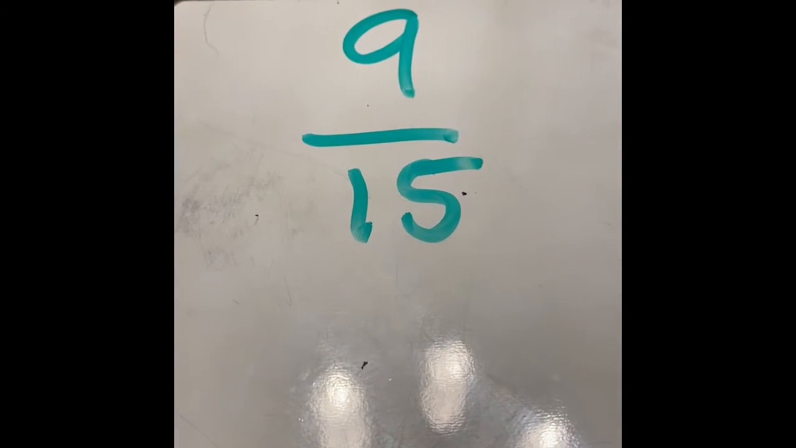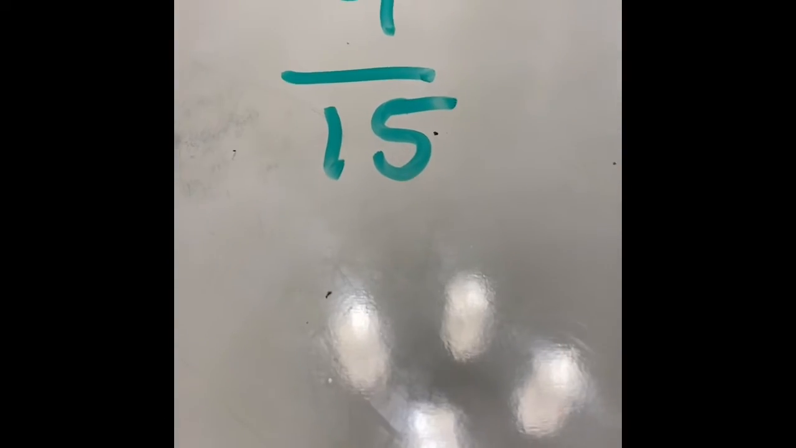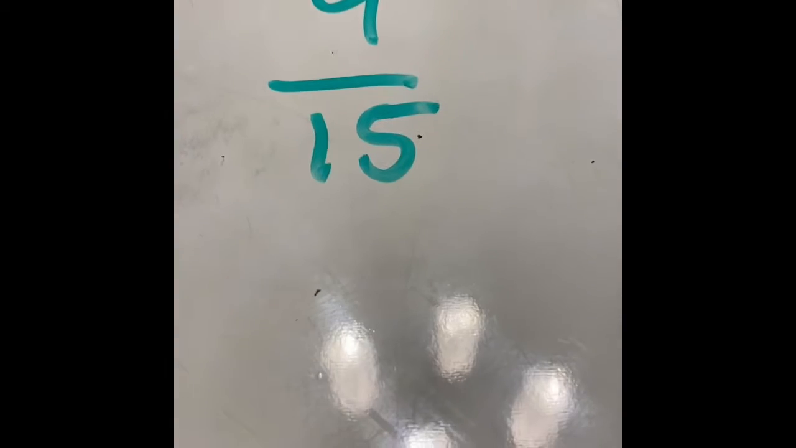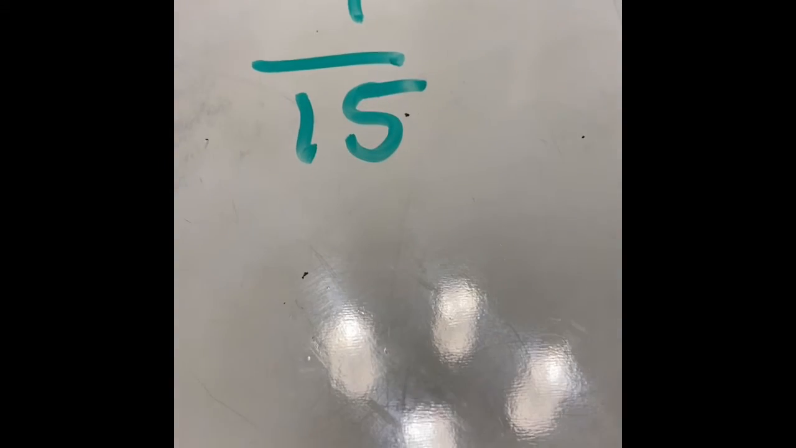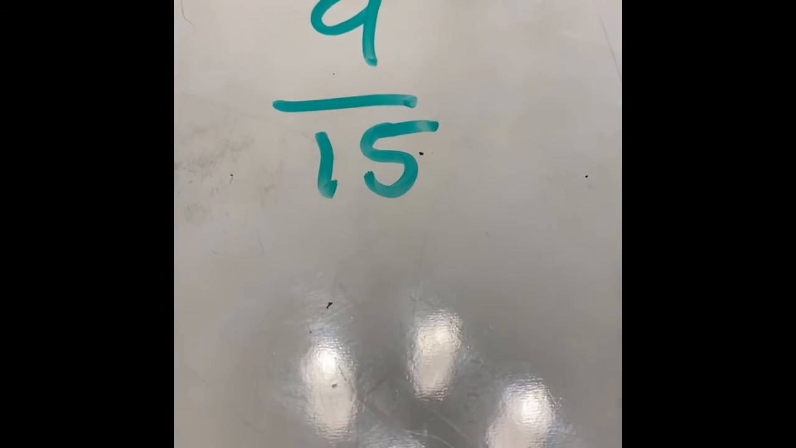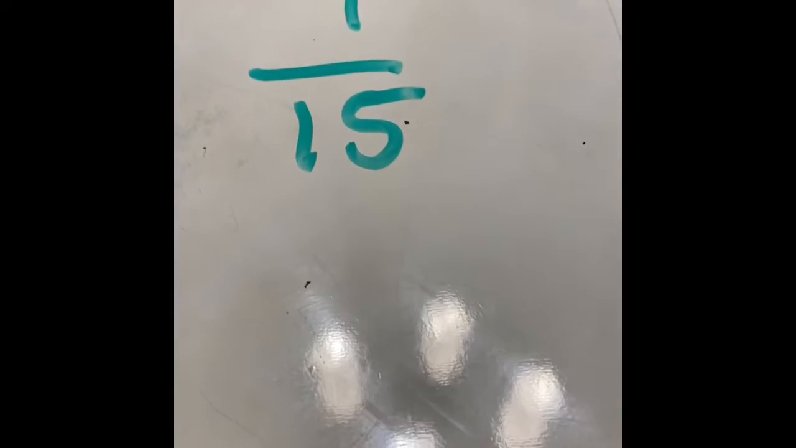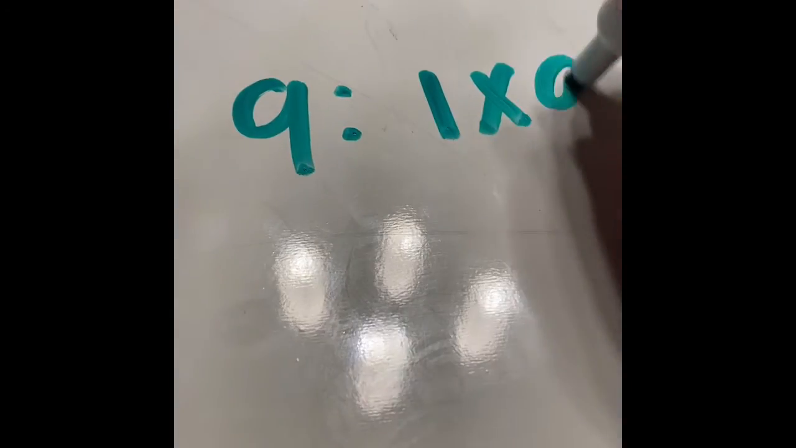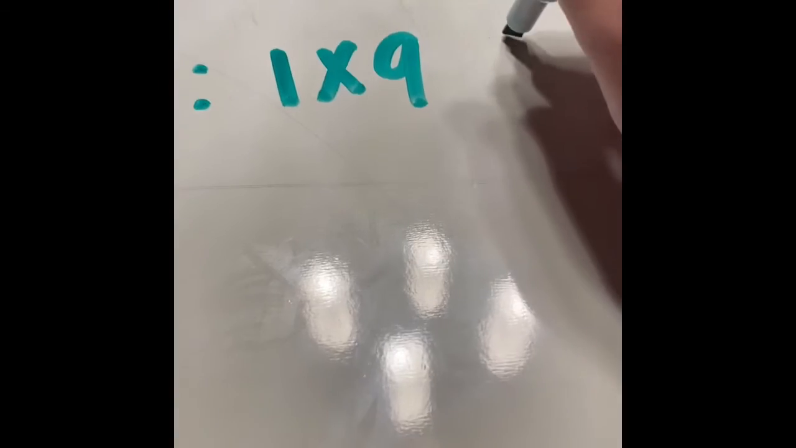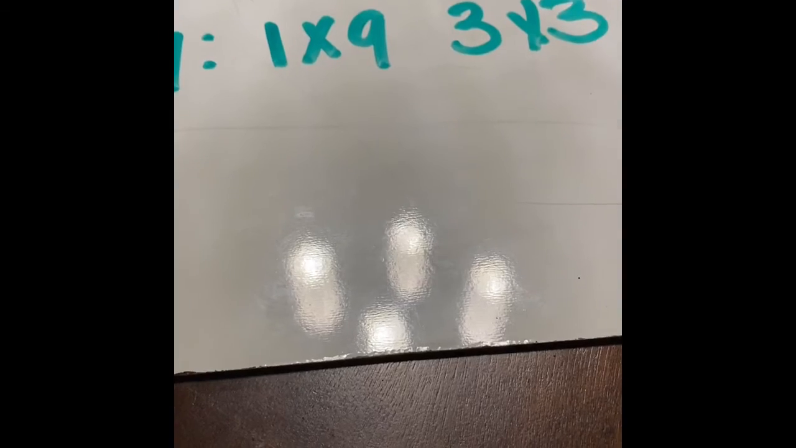Our answer was 9/15, and this can be simplified, meaning there's a fraction that's equal to 9/15 that has smaller numbers. The way we simplify is we take both of our numbers and find the factors of 9 and 15. Factors are what two numbers multiply together to get to these numbers. So 9: 1 times 9 equals 9, and 3 times 3 equals 9. There's nothing else that I can multiply together to get to 9.